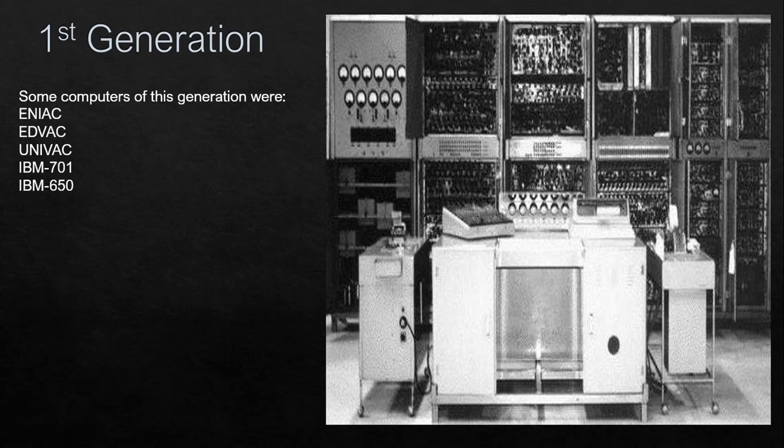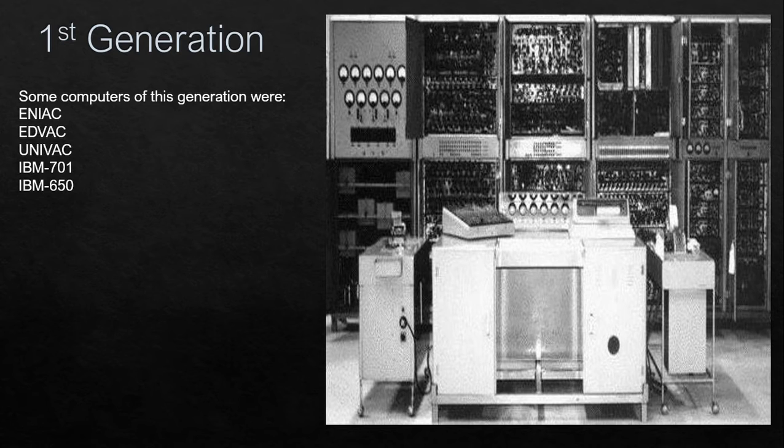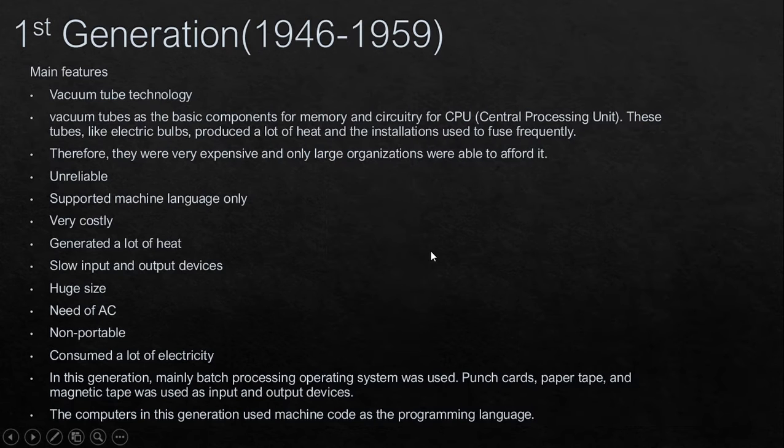So this is the first generation computer and see how it looks like. And the time period of first generation computer is 1946 to 1959. Sorry. See how it looks like. So what is the main features? Every generation have their drawbacks and their advantages also. So let's discuss what is the main feature of first generation.